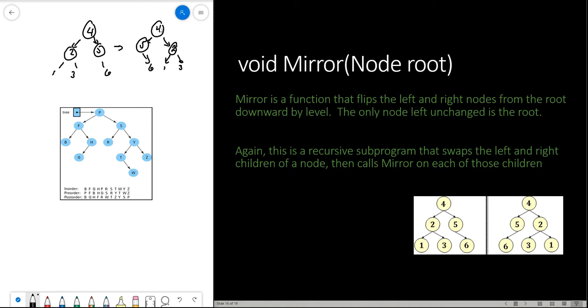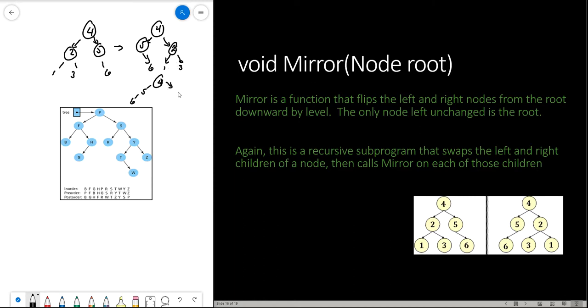So we just called swap on 4. We just called mirror on 4. Now let's call mirror on 5. Well, mirror says, okay, my left is going to become my right, and my right is going to become my left. So that means we have 4, which goes to 5, which now goes to 6 on the left, and nothing on the right.